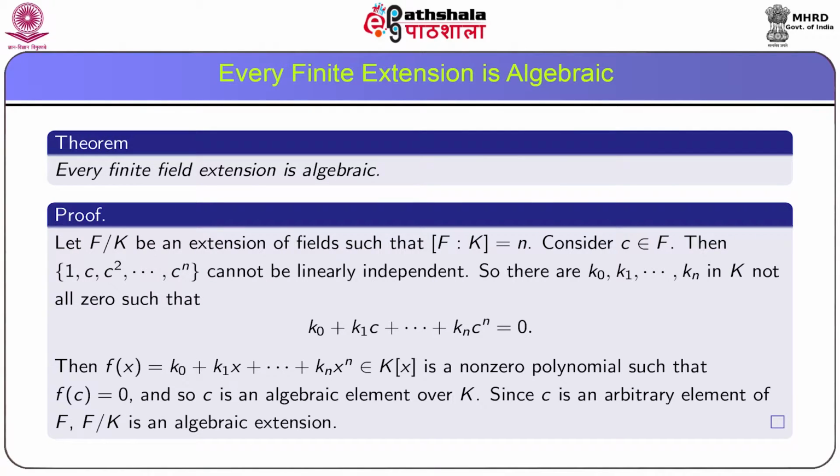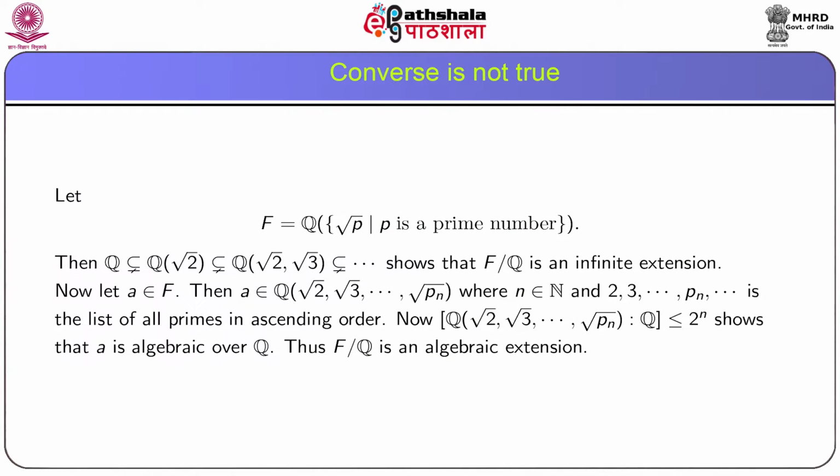Now, it is natural to ask whether the converse of this result is true, that is, whether every algebraic extension is finite. Here we give an example to show that the converse is not true. For this, consider the field F, which is generated by all root p, where p is a prime number over Q.